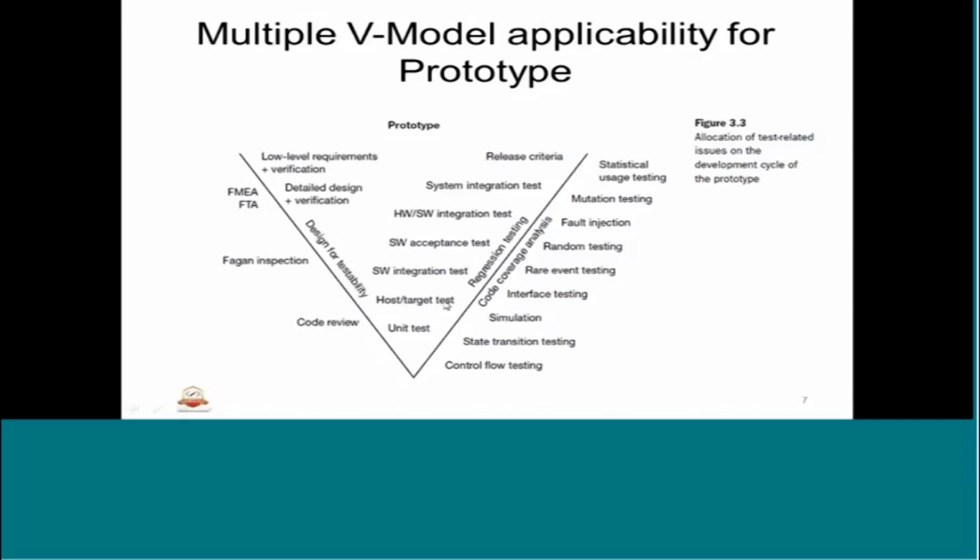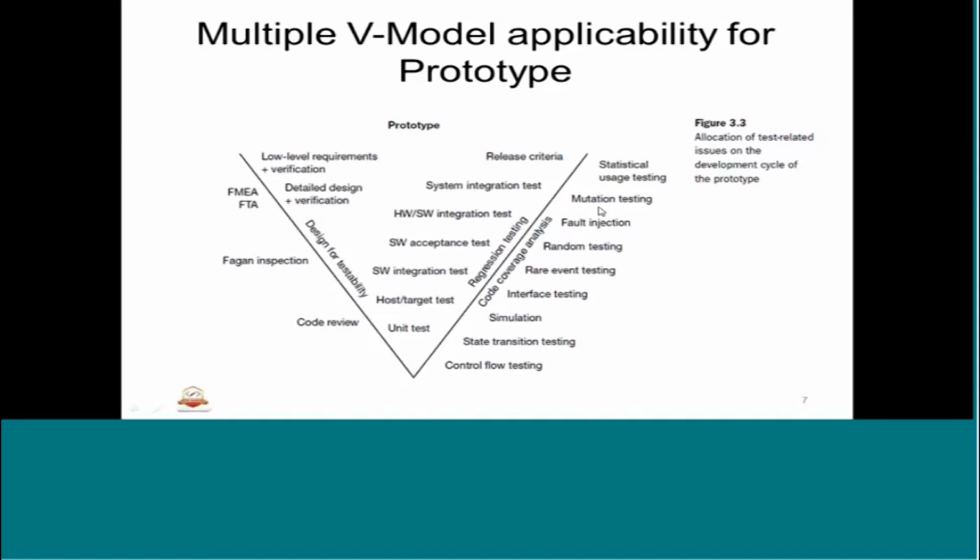At the bottom, host target based testing. We have software integration, software acceptance. Then we have hardware software integration. Then we have system integration. Then we have the package and release on the right hand side. So this can go for multiple testing based on bug fix and all that with the help of regression testing. And also as a result of that, we come up with the coverage analysis. It means how much we are covered, what is left out, what is pass, what is fail, etc. As part of the code coverage analysis.